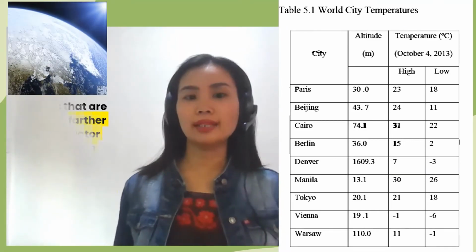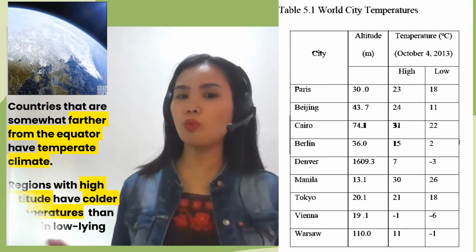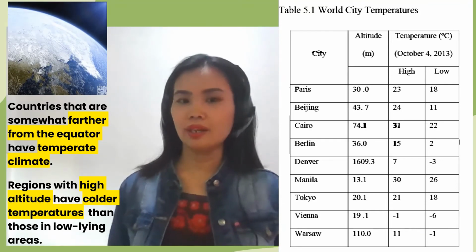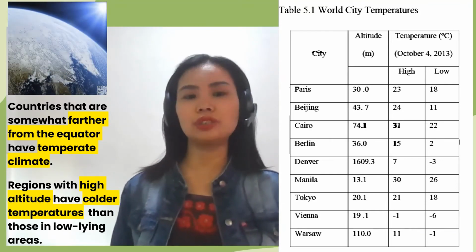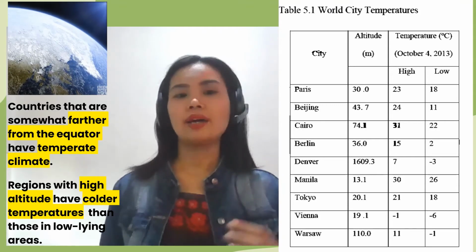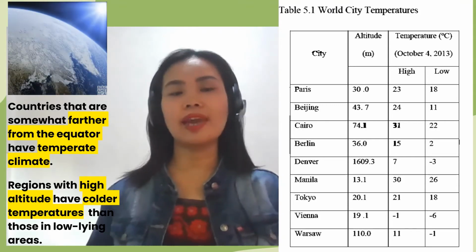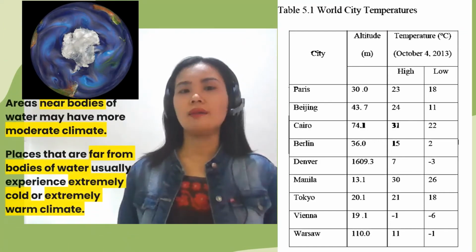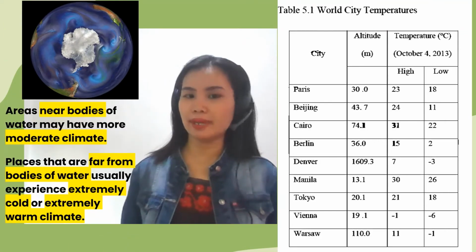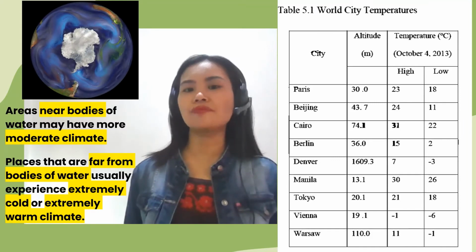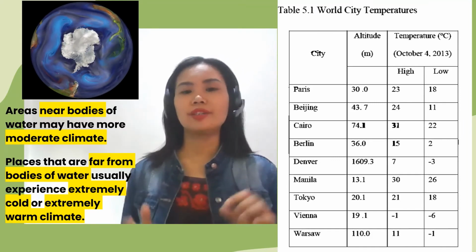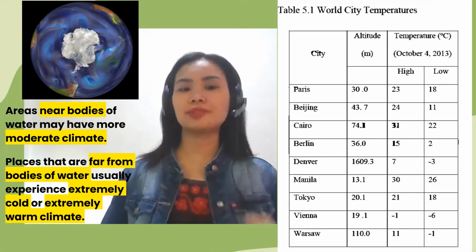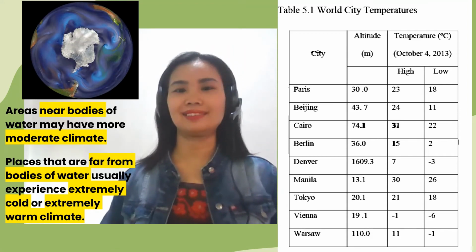In contrast, countries that are somewhat farther from the equator have temperate climate. Regions with high altitude have colder temperatures than those in low-lying areas. Areas near bodies of water may have more moderate climate. Places that are far from bodies of water usually experience extremely cold or extremely warm climate.